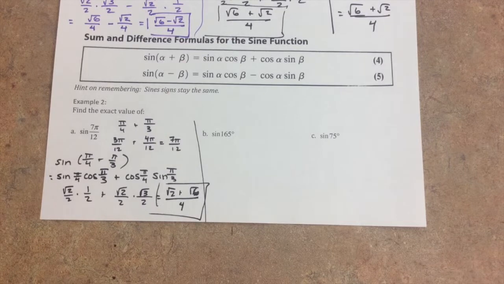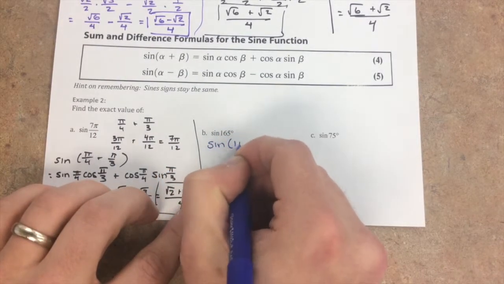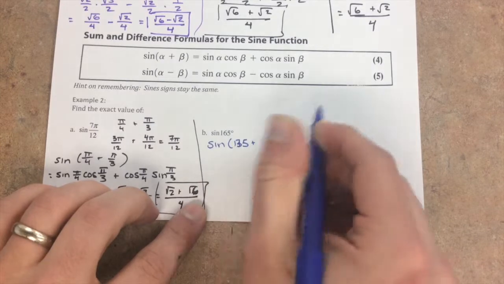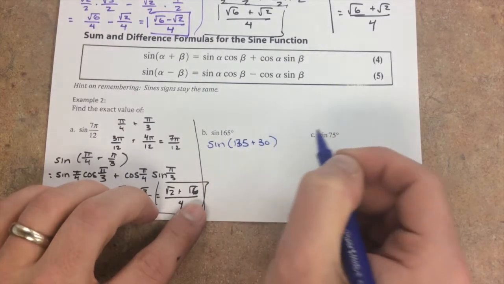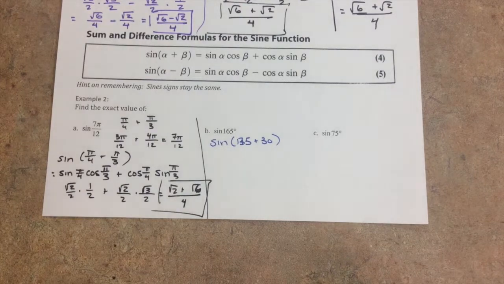Okay, sine of 165. Now there's a bunch of ways you can get to 165, but for our case, let's just pick a different color. I'm going to say this is the sine of 135 plus 30. Could you also do a couple other ones? Yes. I think this is the easiest route.